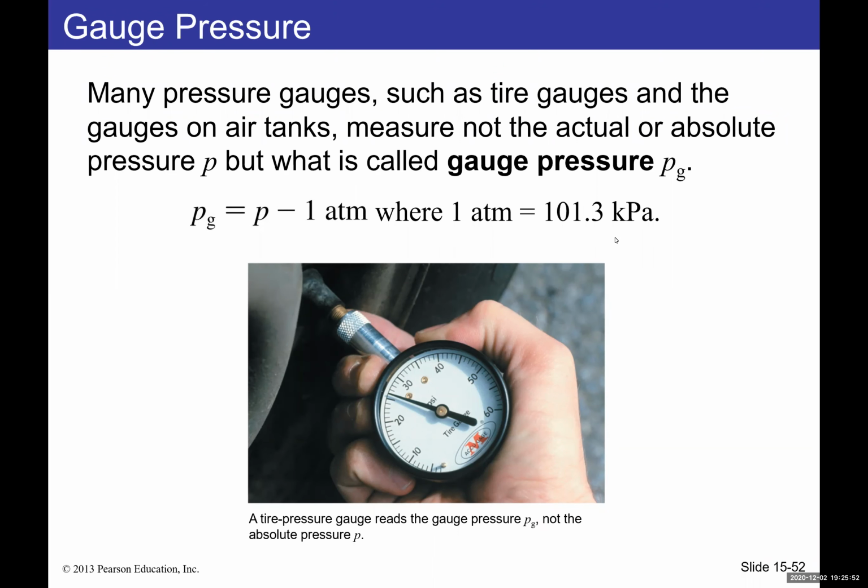All right, so we're going to continue with chapter 15. We talked about how we can find the pressure by adding the atmospheric pressure plus rho g times h, where h or d is the depth.